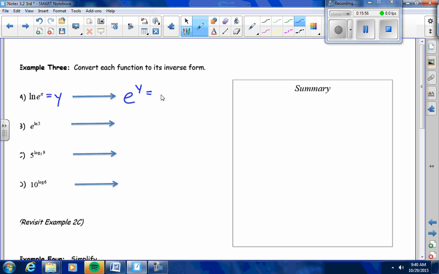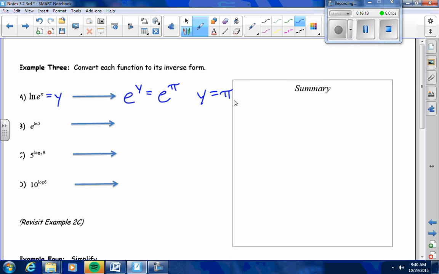e to the x. That's what? Oh, that's pi. Oops. I did not see that as pi. Okay, pi. So what's our exponent? y equals pi. Okay. Let's look at the next one.